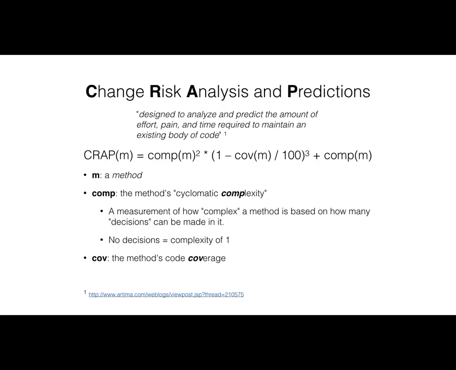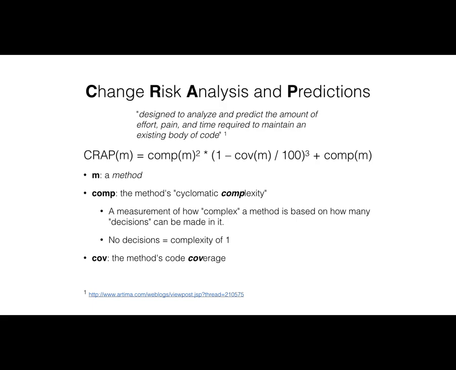So if we look at, if coverage is 100%, 1 minus 1 by 100, that becomes 1. And then the CRAP score of the method is just going to be the complexity squared plus the complexity. So let's say I have a method that has a complexity of 1 because it's just returning a single value. 1 squared plus 1, it's 2.